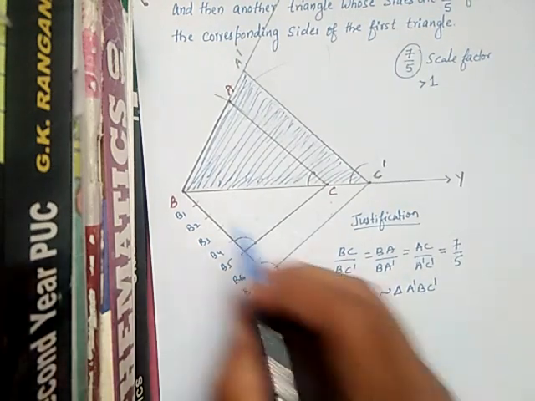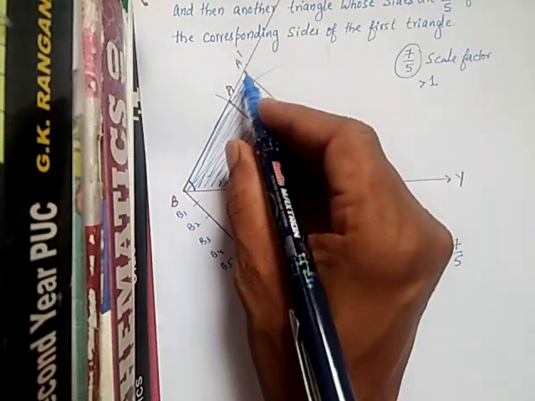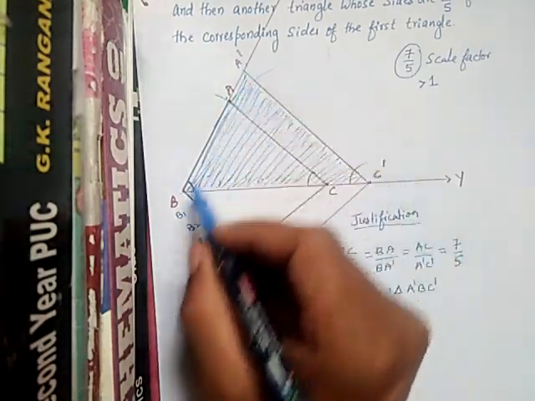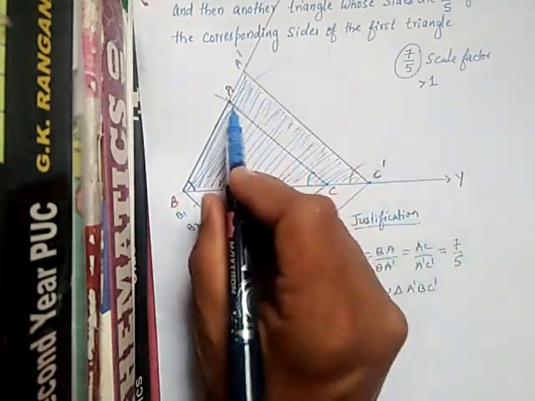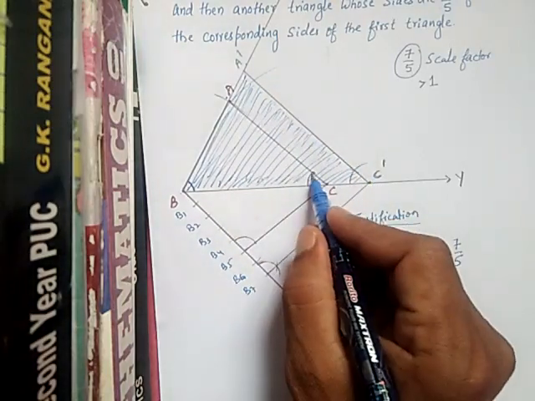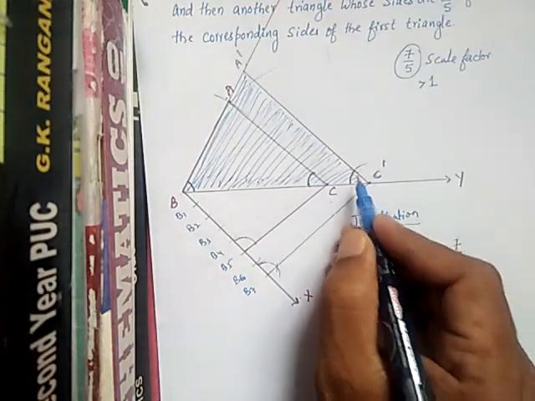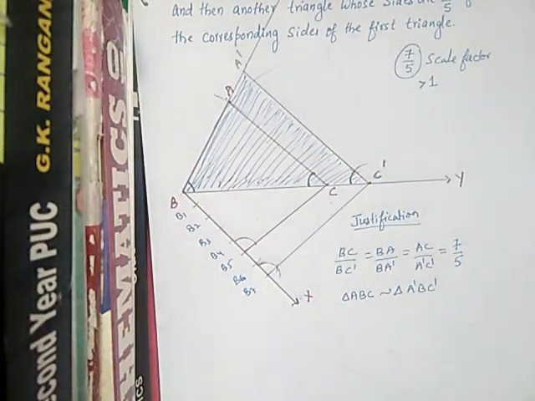Why are these two similar? Because this angle is common for both the triangles ABC and A dash BC dash, and also AC is parallel to A dash C dash. So these two angles are equal because they are corresponding angles. So directly I will write like this.